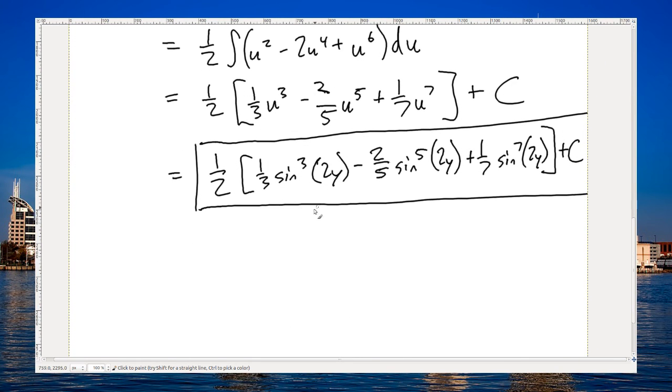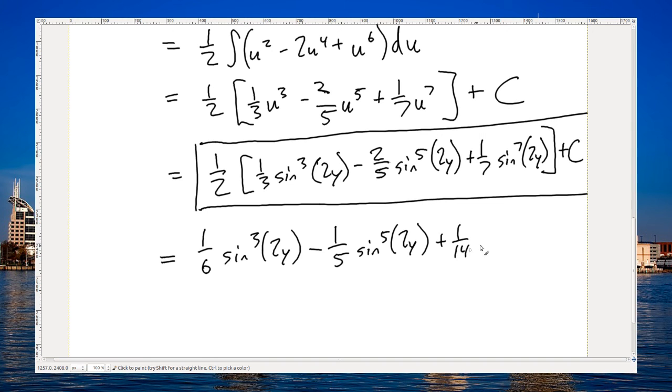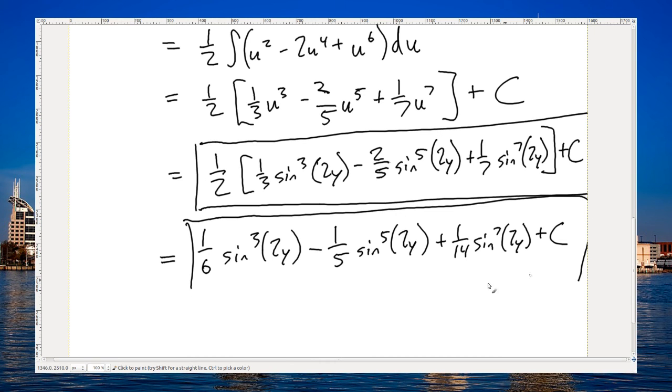Of course, if you want, you can multiply out that 1/2, get 1/6. The 1/2 cancels with the 2, leaving me with 1/5 and 1/14. All right, and that is also a good final answer right there.